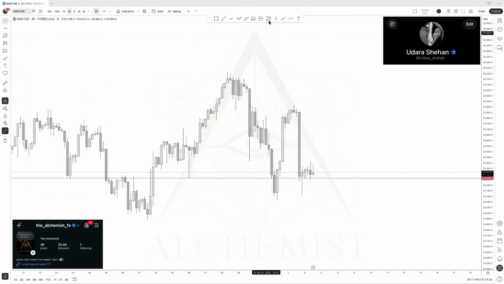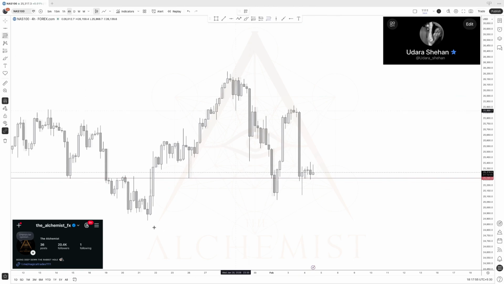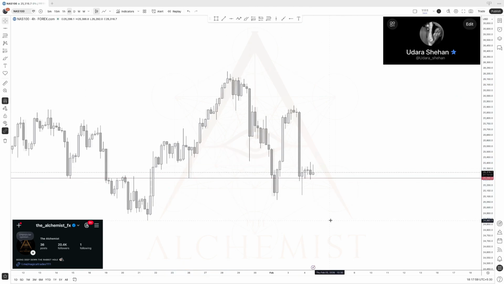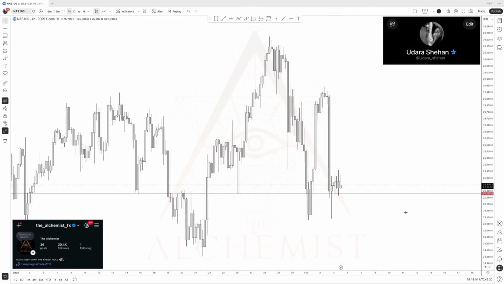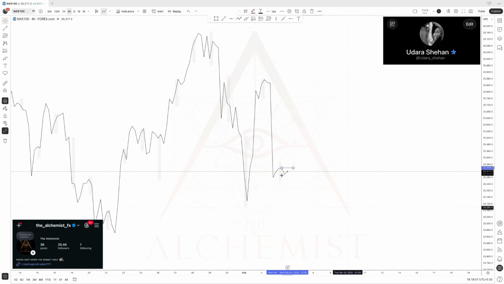Now I'm not going to look for any sells because even if we draw the Fibonacci from here, we are at a discount level. Even if we draw the Fibonacci from down here to up here, we are at a discounted level. So I'm not looking to sell at a discounted level. I'm trying to look for buys, but only after the 4-hour time frame turns bullish.